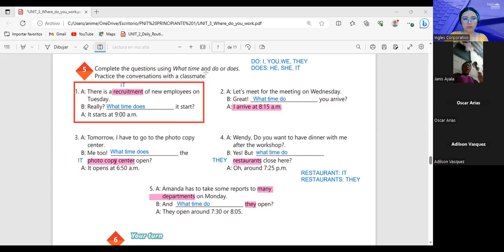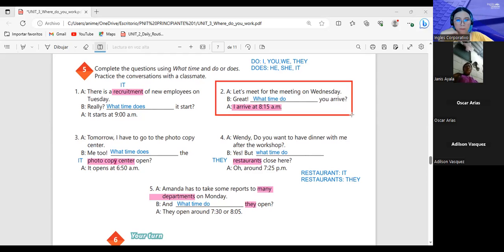That's perfect. Number two. Let me have Oscar Arias or number two. Go, please. Yeah. Let's meet for the meeting on Wednesday. Great. Great. Right. What time do you arrive? I arrive at 8:15 a.m. Oh, I like it. 8:15 a.m. or 8:15 a.m. Hey, that's perfect. Class, claro, ustedes pueden leerlo de ambas formas.